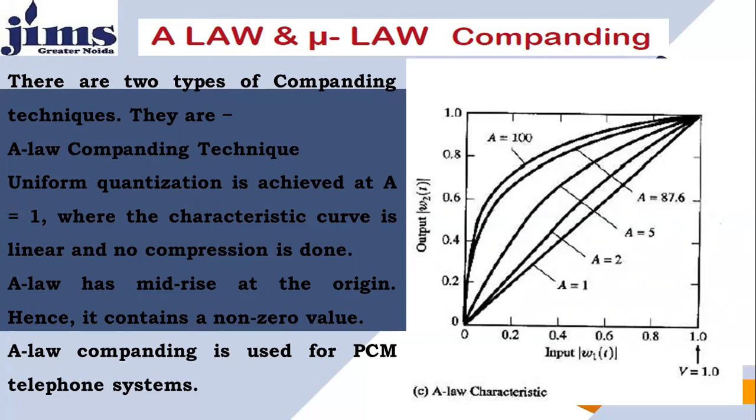A-law has a mid-rise at the origin, hence it contains a non-zero value. A-law companding is used for the PCM telephone system. So this type of A-law companding is used in pulse code modulation telephone systems. This is the picture that shows the A-law characteristics, right? So we have different values of A, and accordingly different curves. So A equal to 1 shows uniform quantization, and the other curves show non-uniform quantization because all are non-linear. And non-linearity means non-uniform quantization, and linear means uniform quantization. Okay.